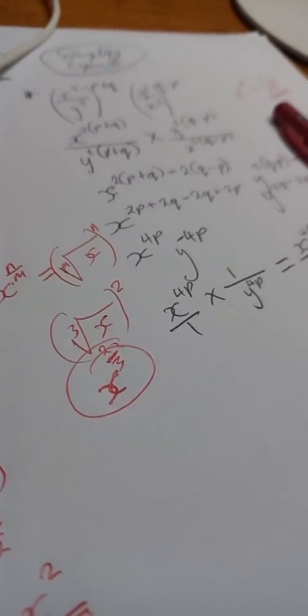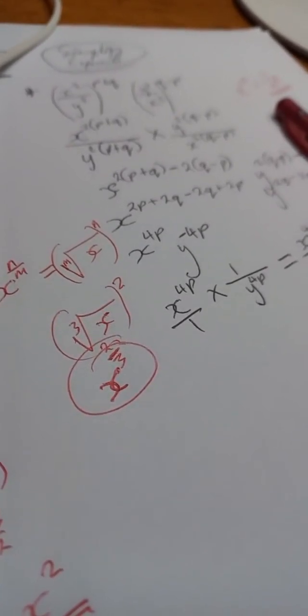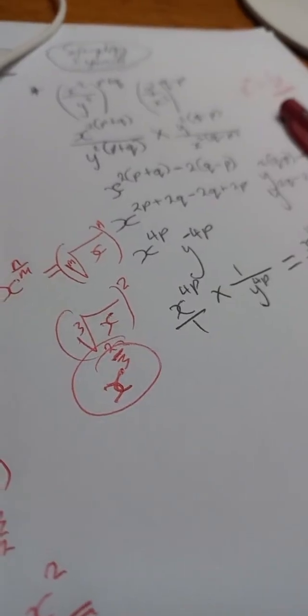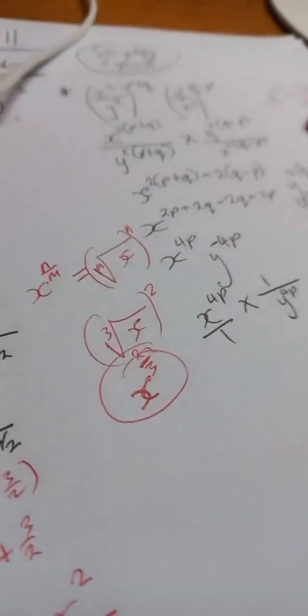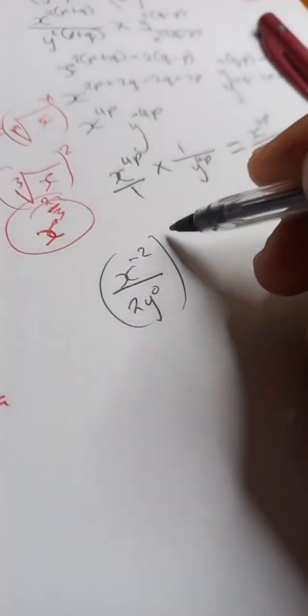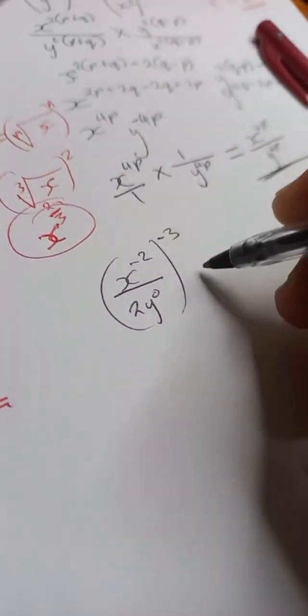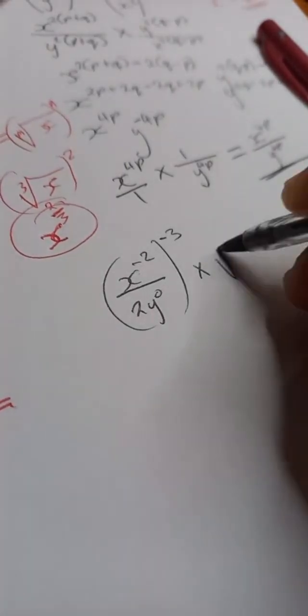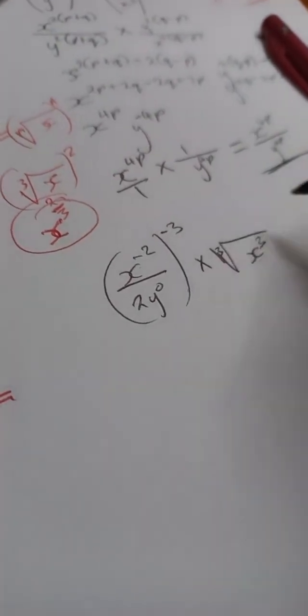Our next question is not that difficult, but it needs attention, right? It needs attention. x to the power of negative 2 over 2 to the power y to the power 0, to the power negative 3, times cube root x to the power 3, x to the power 9.